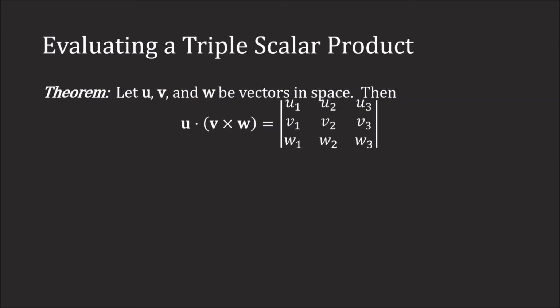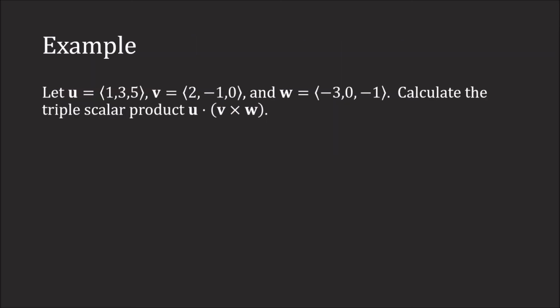So to evaluate a triple scalar product, we can also use 3x3 determinants. So u, v, and w are vectors in space. Then u dot v cross w is simply the determinant of the 3x3 matrix formed, where the first row are the components of u, the second row are the components of v, and the third row are the components of w. So let's go ahead and use that technique to evaluate the triple scalar product u dot v cross w, where u is the vector 1, 3, 5, v is the vector 2, minus 1, 0, and w is the vector minus 3, 0, minus 1.